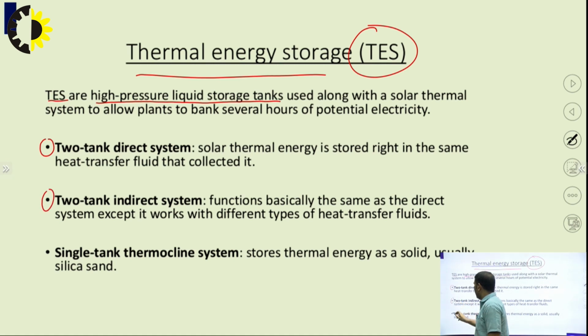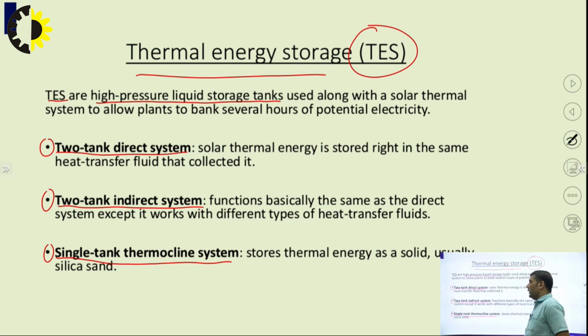Basically, thermal energy storage systems are of three subtypes. You can see here, the first one is the two tank direct system, the second one is the two tank indirect system, and the third one is the single tank thermocline system. So if you talk about the two tank direct system, here solar thermal energy is basically stored right in the same heat transfer fluid that collected it. So it is a direct, one-way energy conversion type system, you can say.